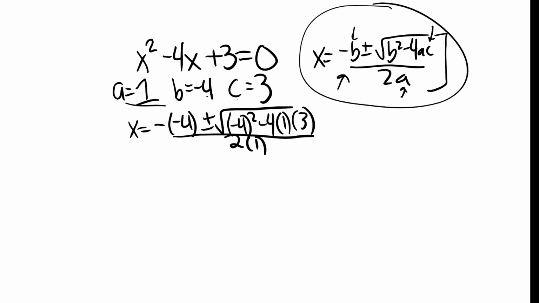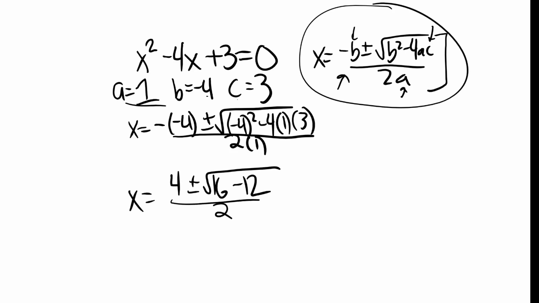Okay, now that we have this, we can start simplifying. Negative negative 4 is positive 4. Negative 4 squared is 16. Negative 4 times 3 is negative 12. And we have a 2 on the bottom. So we're almost to our answers, actually. 16 minus 12 is 4, so this is the same thing as 4 plus or minus the square root of 4 over 2. And we can simplify this further, because I know the square root of 4. It's 2. So I get 4 plus or minus 2 over 2.